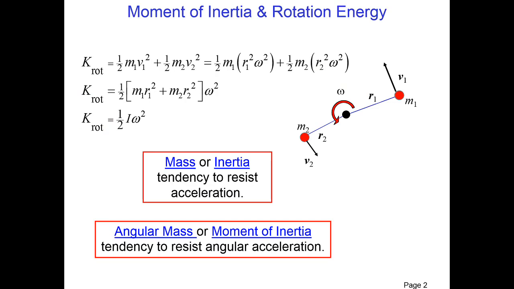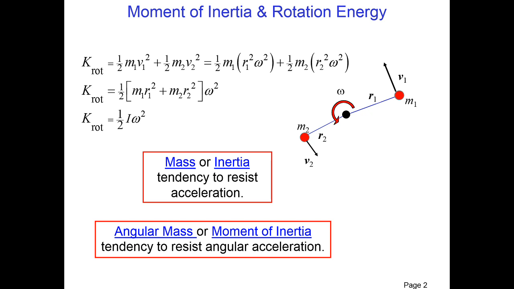To see where the moment of inertia comes from, let's consider the kinetic energy of a rotating object. Here we have two masses rotating around the center with masses of m1 and m2 with radii of r1 and r2 and velocities of v1 and v2. So the rotational kinetic energy will be 1/2 m1 v1 squared plus 1/2 m2 v2 squared, where all of the velocity is perpendicular to the radius.